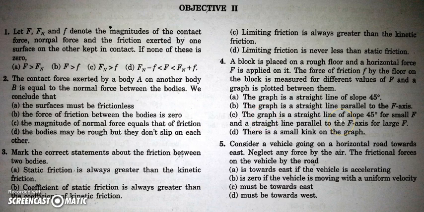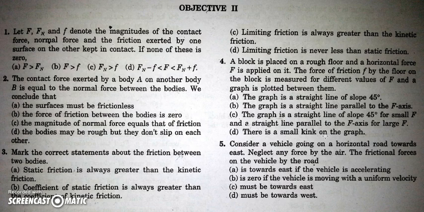The graph has a straight line with slope 1 for small values of F and a straight line parallel to the x-axis for large values of F. And obviously there is a small kink when the setup is moving from static to kinetic friction.